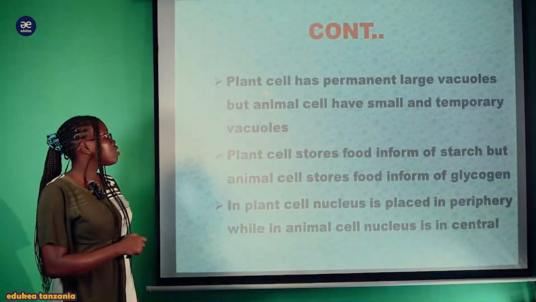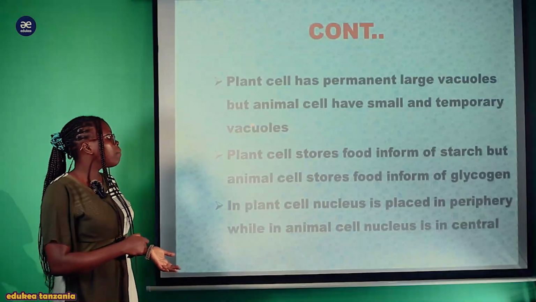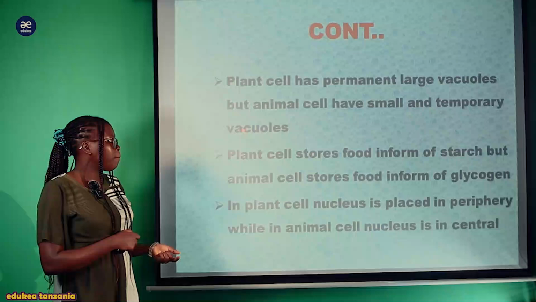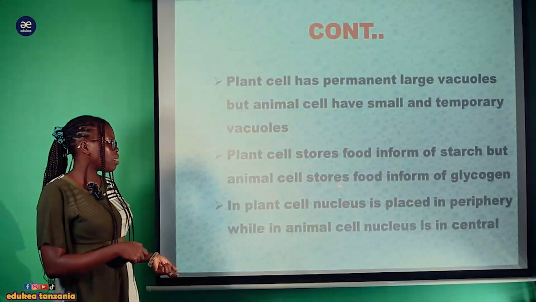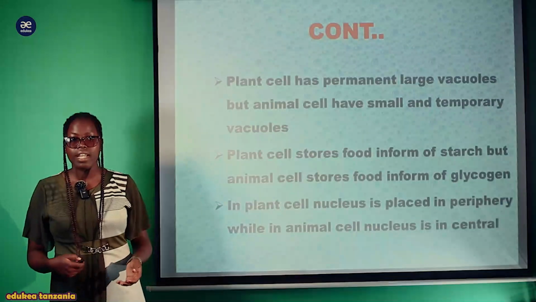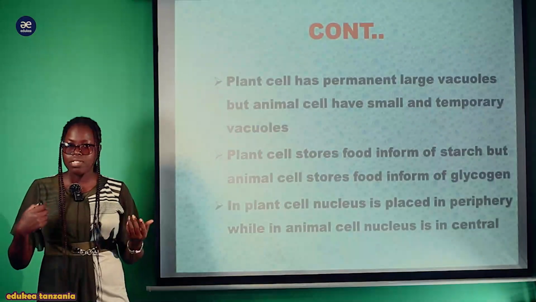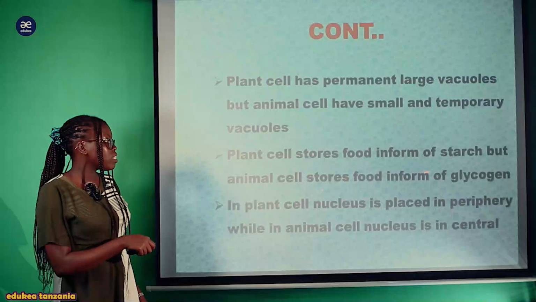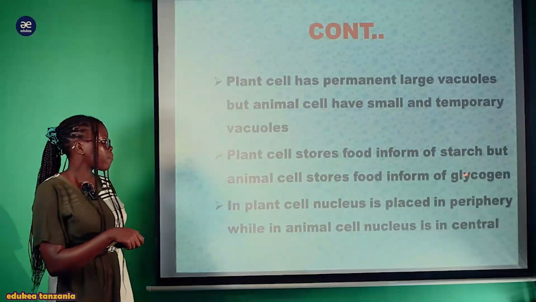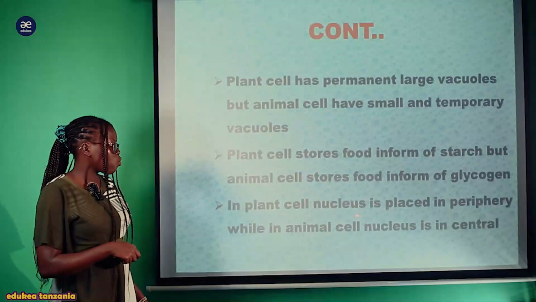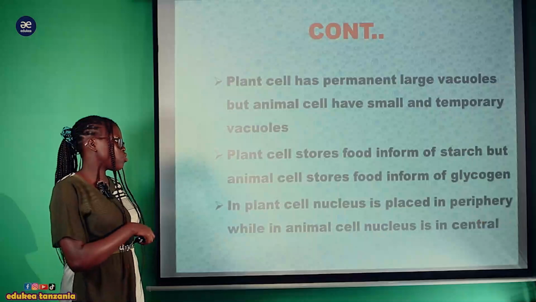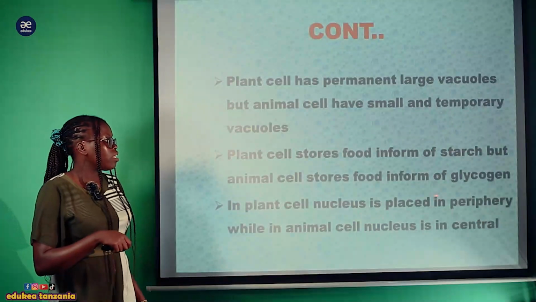Plant cells store food in the form of starch, but animals store food in the form of glycogen. Kwa hiyo plant cell kwa mfano kama mwindi anakuwa ana store food in form of starch, carbohydrate, lakini animal cell anakuwa ana store chakula chake in form of glycogen, glucose. Also, in the plant cell, the nucleus is placed in the periphery, while in the animal cell the nucleus is central. Kwa katika plant cell the nucleus is not at the center, lakini kwa animal cell nucleus ipo very central and very very large.